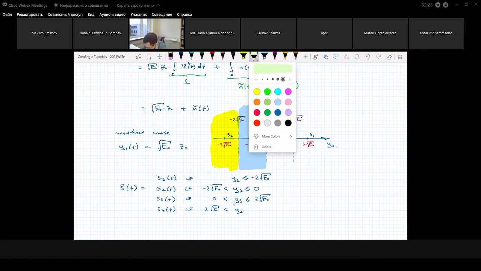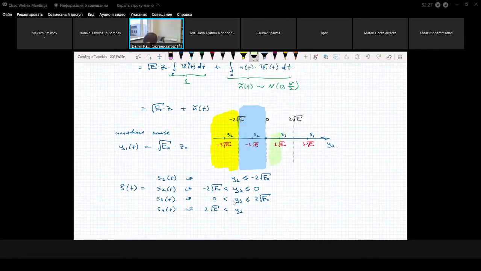So this is for S3, this green area. Green area for S3, and then just area without color for S4. This is how we make decision of what we transmit. Okay, this is how it works, and this is our rule for detection.